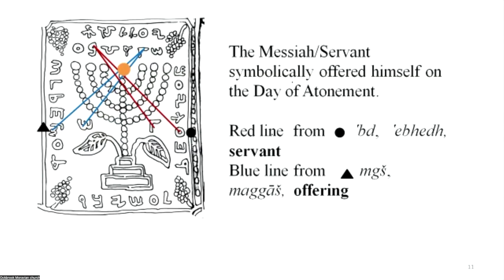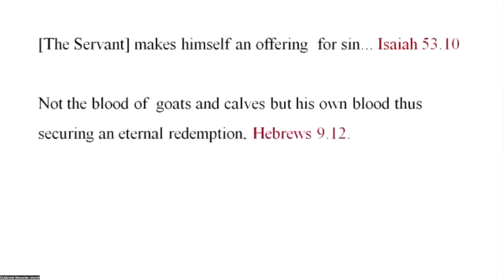And that's what's picked up in the book of Hebrews chapter 9, where it says he didn't offer the blood of goats and calves, but his own blood. So this is a literal fulfillment of the old temple ritual. And so if you take the red line from the black blob and go up through the center lamp again and down again, that's the servant. And then the mirror image here is that he is the offering. He is the thing that is brought near. So the servant makes himself an offering for sin.